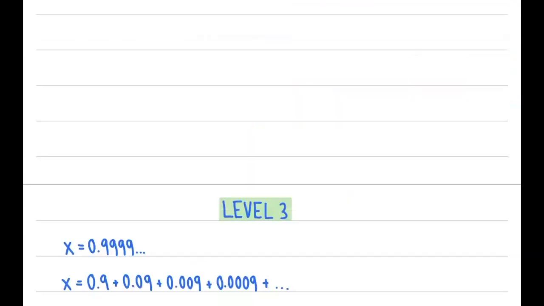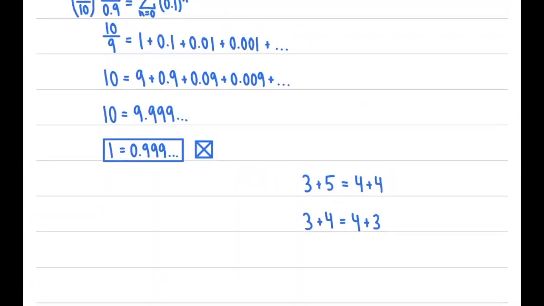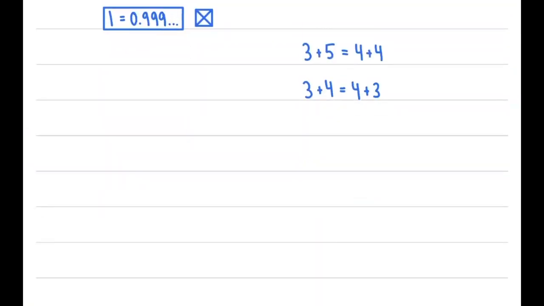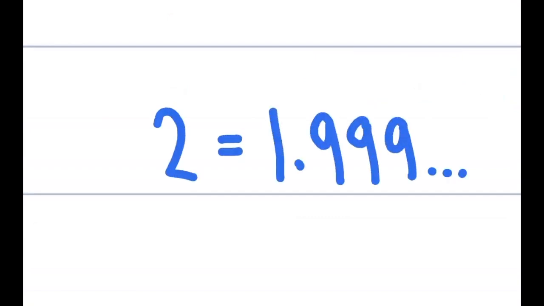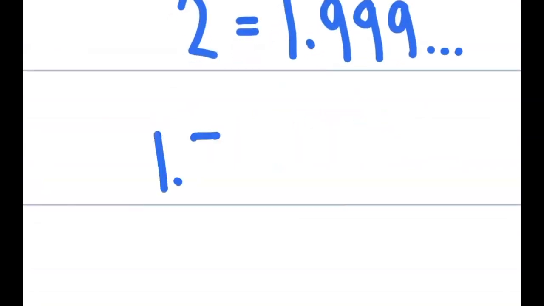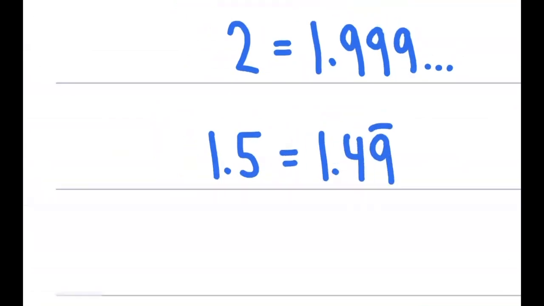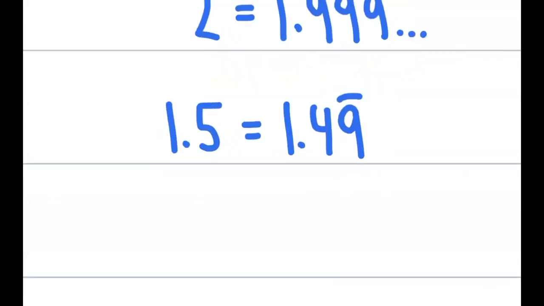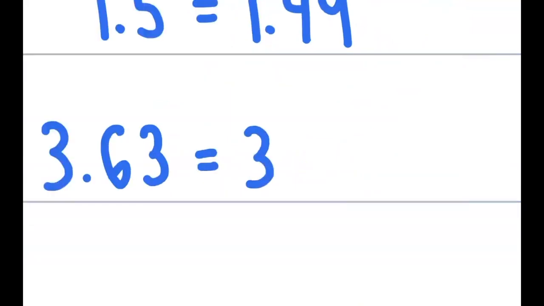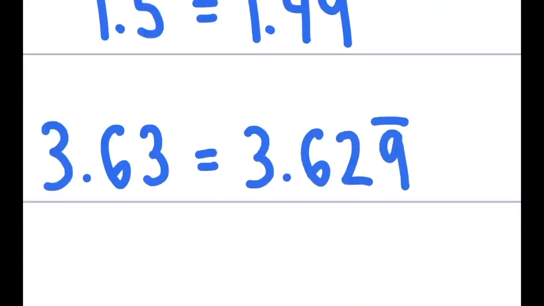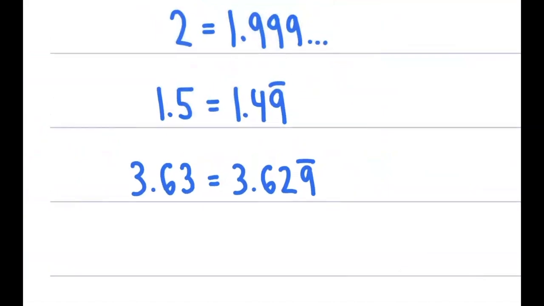And you know what? Even though in all these four levels I've been showing different ways that 1 equals 0.9 repeating, you can take this one step further and say 2 equals 1.9 repeating. And you can even say 1.5 equals 1.49 repeating. I'll use the bar this time. You can say 3.63 equals 3.62 with a bunch of nines after. So you can do this with pretty much any number.